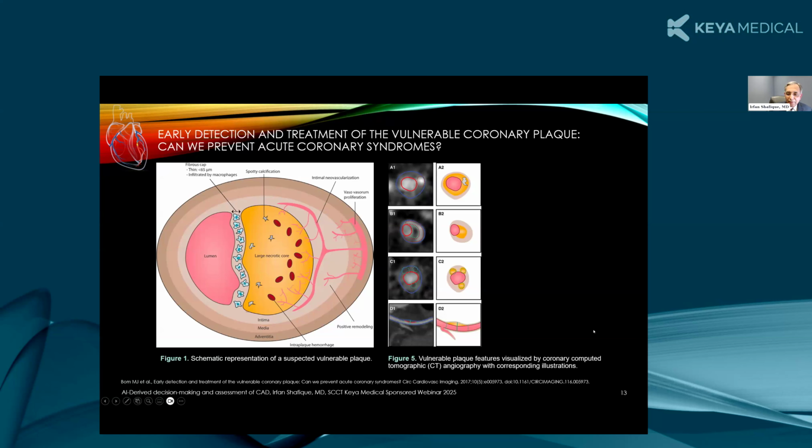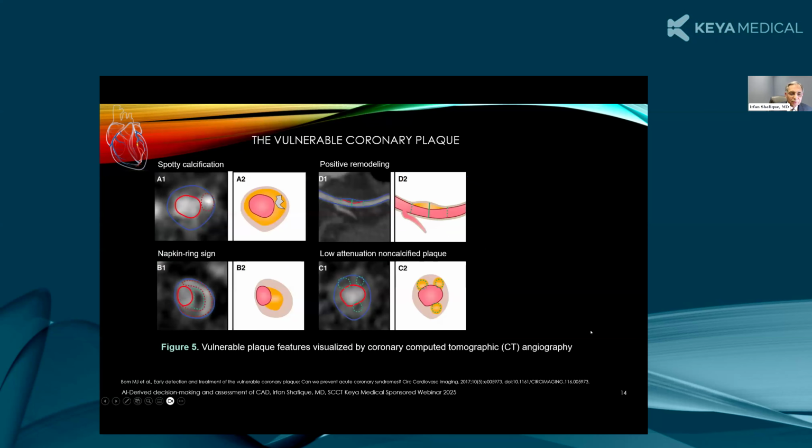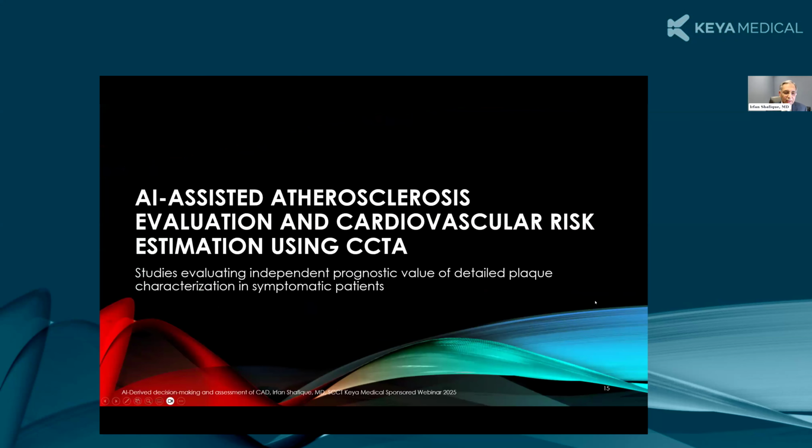So in getting this high resolution, now we can actually image most of these features, and you can see spotty calcification is one of the signs also. That's the spotty calcification, that's the lumen here. This is the schematic you can see here. Again, the napkin ring sign you can see in the lumen, and see the schematic here. Low density or non-calcified plaque you can see, and also external vessel wall remodeling. So all these features you can actually see and characterize.